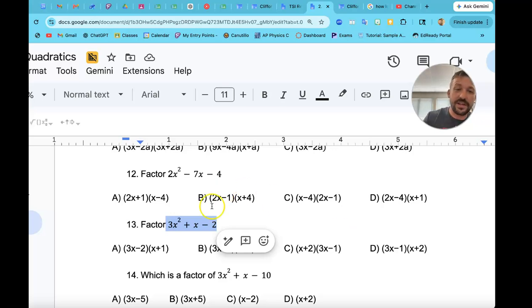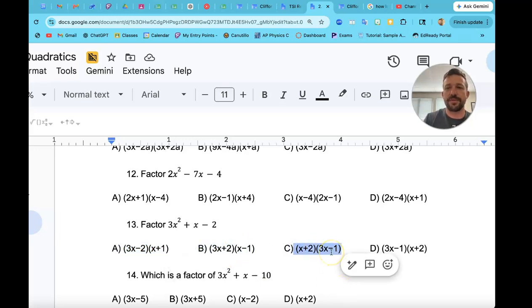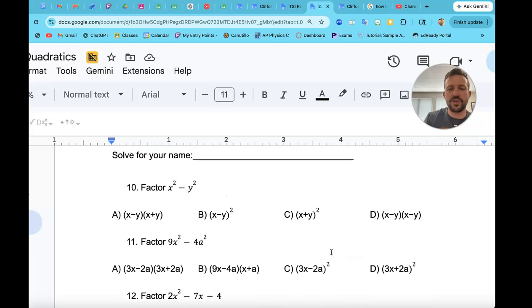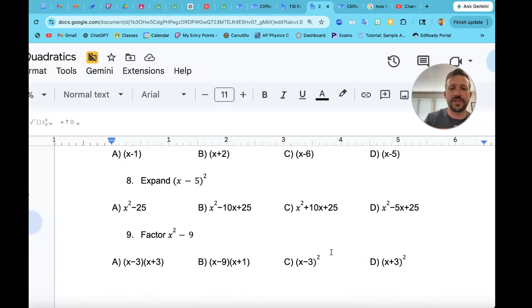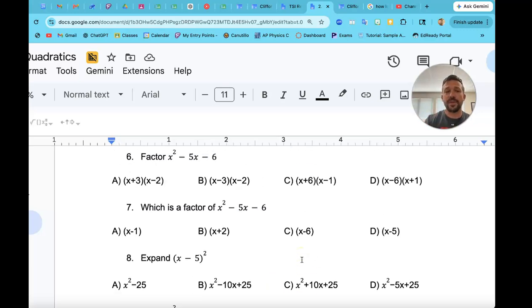So on these, it might be easier just to FOIL them out and find which one's your answer, okay? That's perfectly fine to do. And that might be what you want to do on a lot of these, is just FOIL out and find which one's correct instead of learning how to factor on all of them.